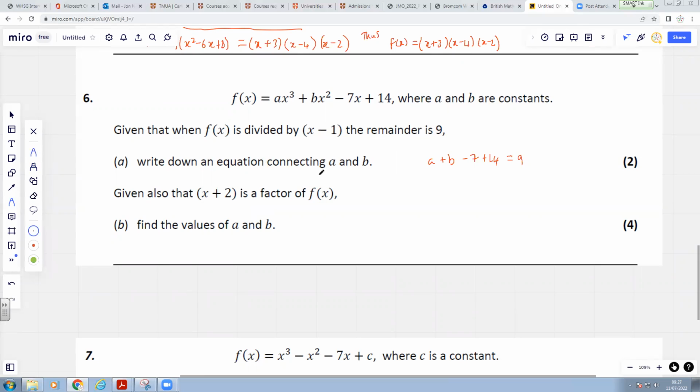Now, technically, they should give me the marks now because it's an equation, because it's got an equal sign in it, and it connects a and b. But let's tidy up a bit. a plus b minus 7 plus 14 is 7. Take it away from 9, you're going to get a plus b is 2.